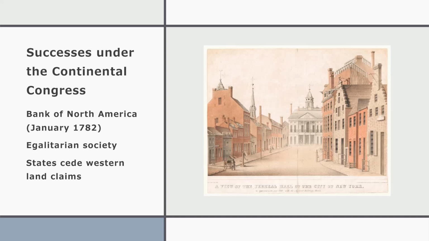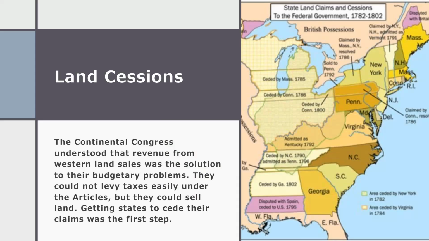Now, another thing that the Congress succeeded in doing was getting states to cede all of their claims to Western lands, and this was important for Congress. The Continental Congress basically understood that if they could not tax, the only revenue they were going to get was through the sale of land. This power was granted to them in the Articles. But, as you can see from the map, all of the states laid claim to the lands that they had seized from the British Empire.